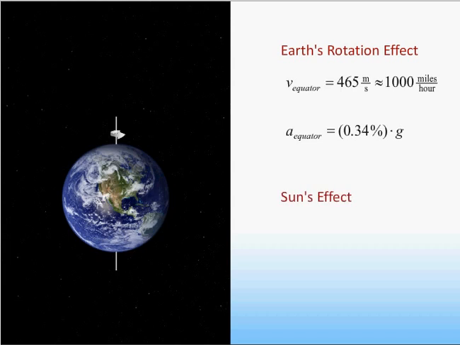By the way, we are also rotating about the Sun once per year. We leave it as an exercise to the student to calculate the centripetal acceleration of this motion. You should find that it is even smaller than that of the rotation of the Earth about its axis.